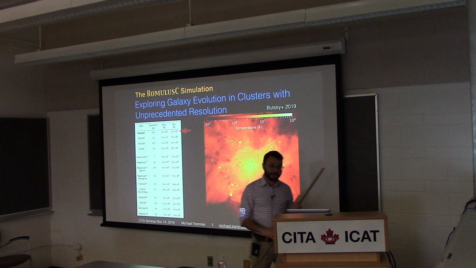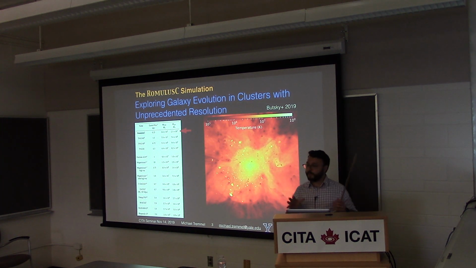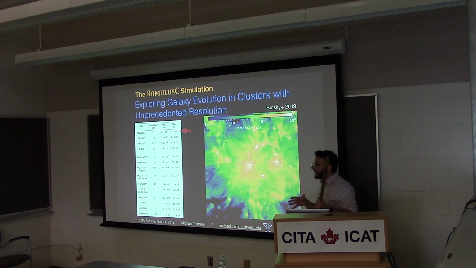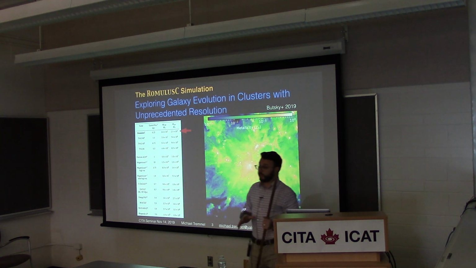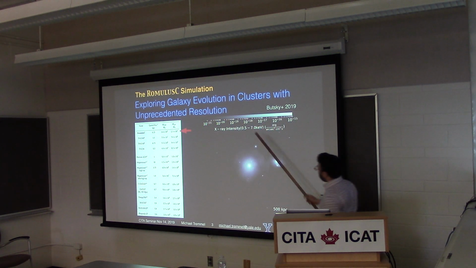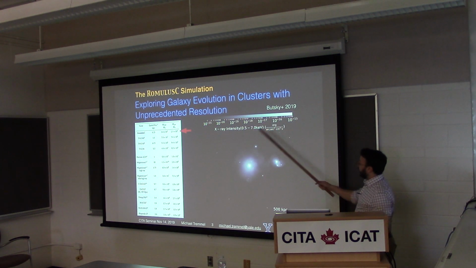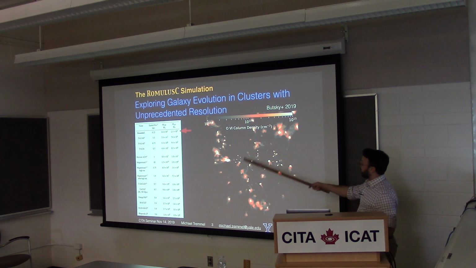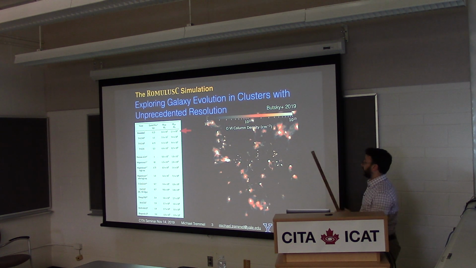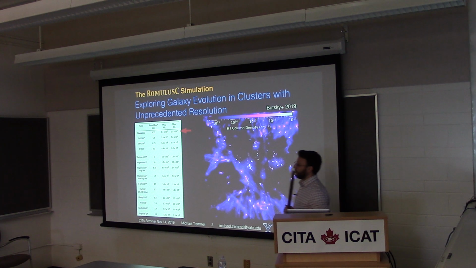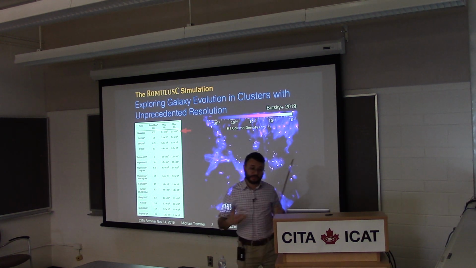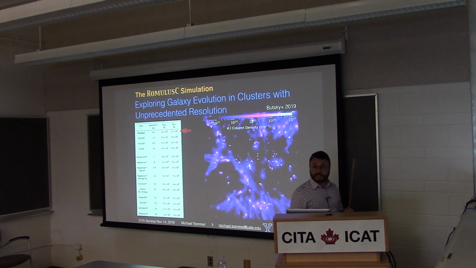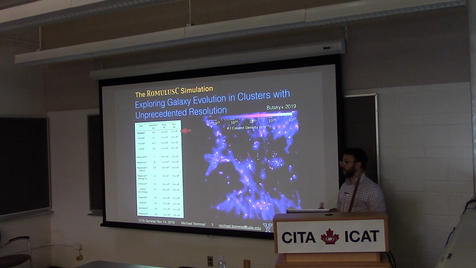So both Romulus simulations are run with 250 parsec spatial resolution and about 10^5 solar mass resolution. And what that means is that in a cluster environment, we can get a lot of interesting information about the multi-phase structure of, for example, in this case, the gas, as well as the evolution of galaxies in the cluster down to lower masses than we could ever do with some of these large volume simulations with lower resolution.